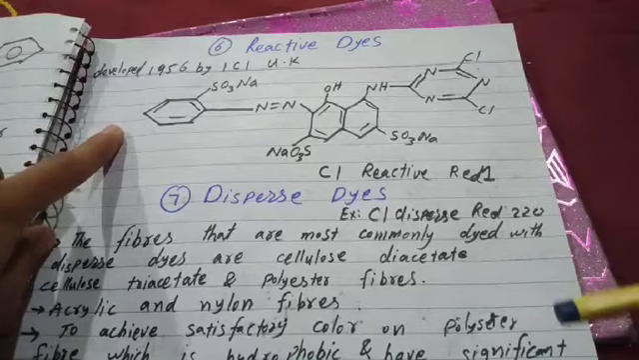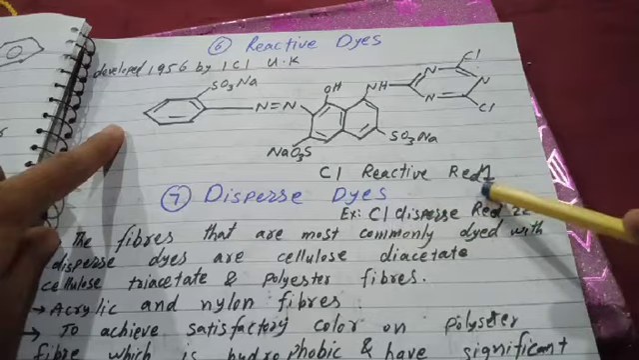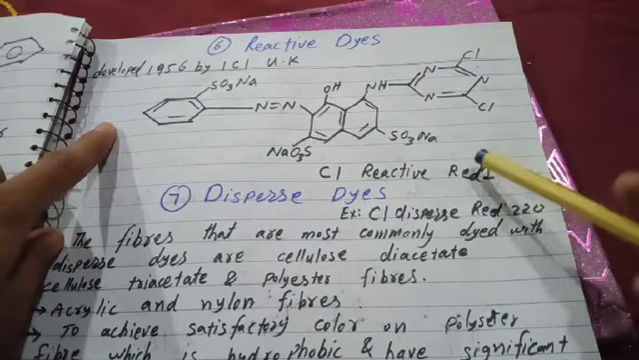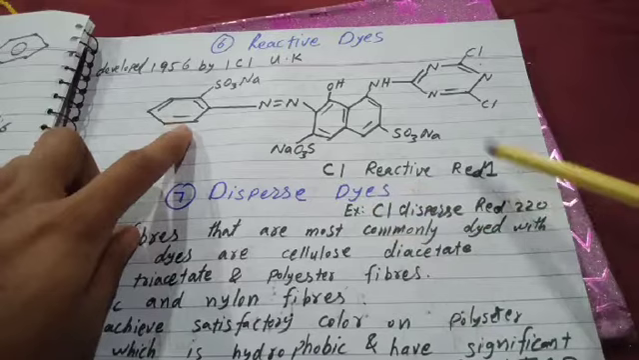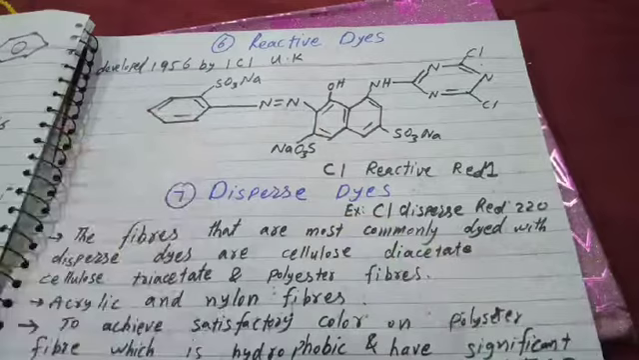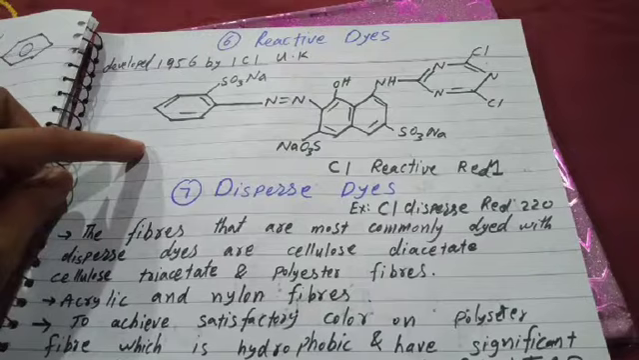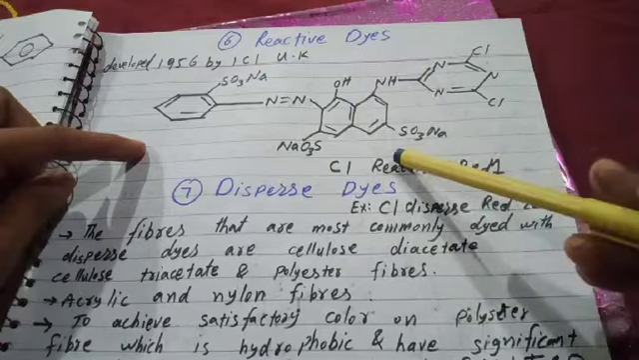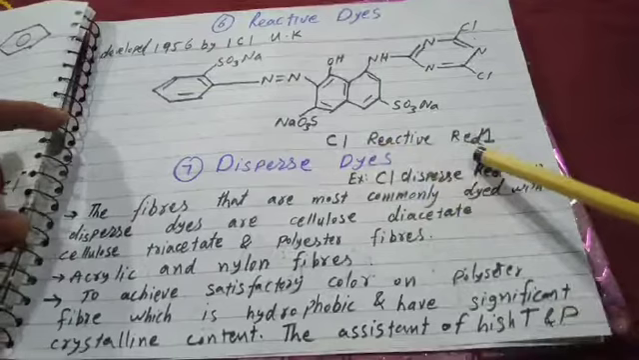The example of the reactive dye is the CI reactive red 1 dye. This is a benzene ring and SO3Na, then connected with N double bond N, and two benzene rings, SO3Na, OH, NH, SO3Na, and then there is a benzene ring. This is the CI reactive red 1 dye.